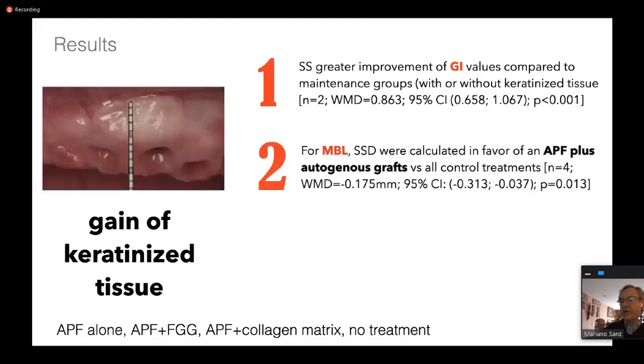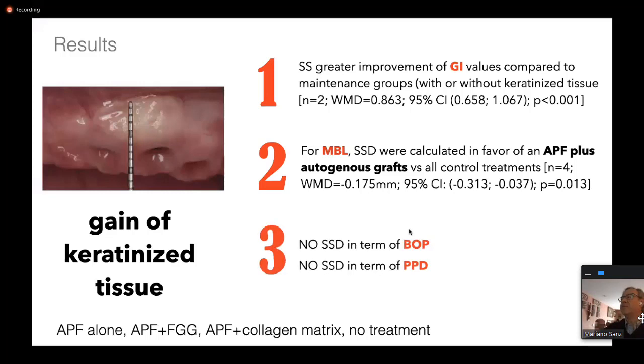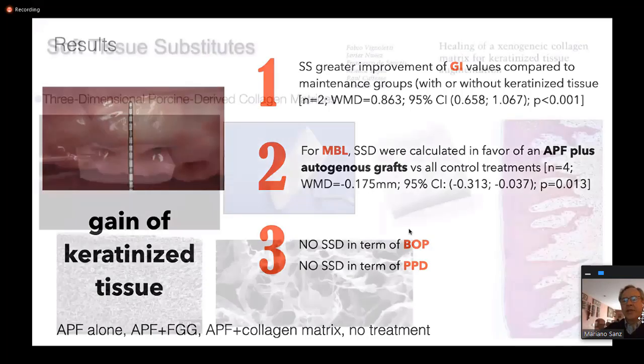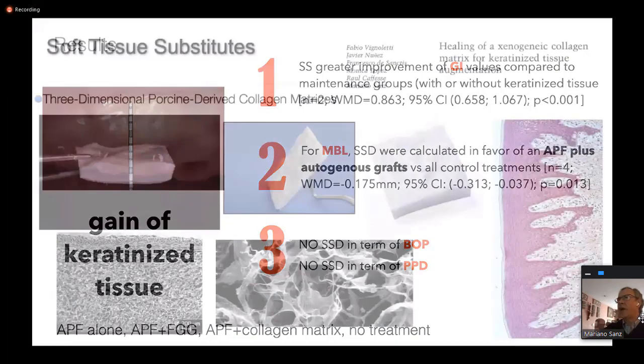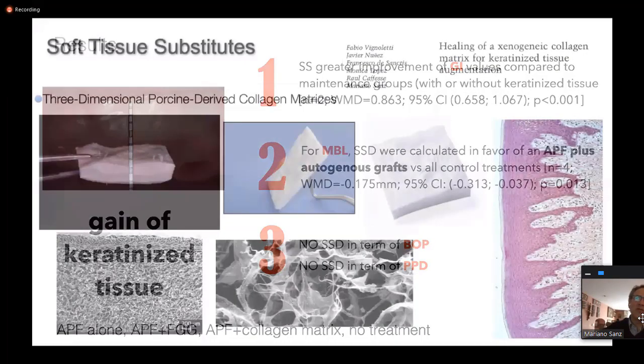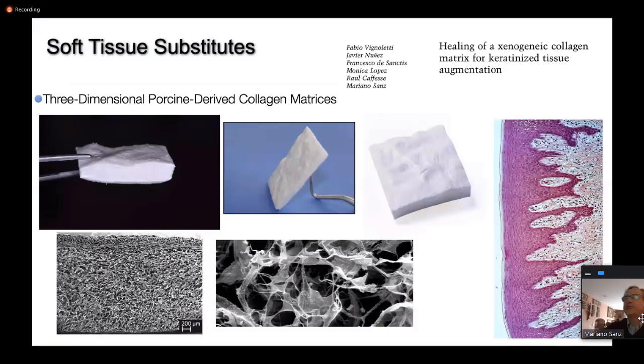And also there is evidence that the placement of a graft also improves the marginal bone levels. Therefore, there is a gain by utilizing grafting. When we evaluated alternative soft tissue substitutes to the free gingival graft, in order to avoid the patient's donation of their own tissue, we also looked at the possibility of using collagen matrices, xenogenic collagen matrices.